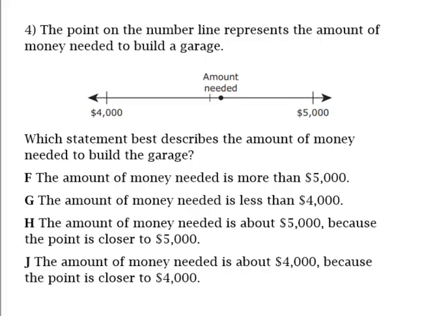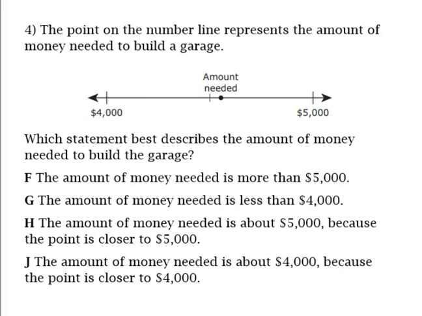The point on the number line represents the amount of money needed to build a garage. So let's look at our number line. We see that it's 4,000 to 5,000, and we have a dot for the amount needed. And right before that dot, there is another slash. So I'm thinking if that's between 4,000 and 5,000, it's the middle, that slash in the middle is 4,500.